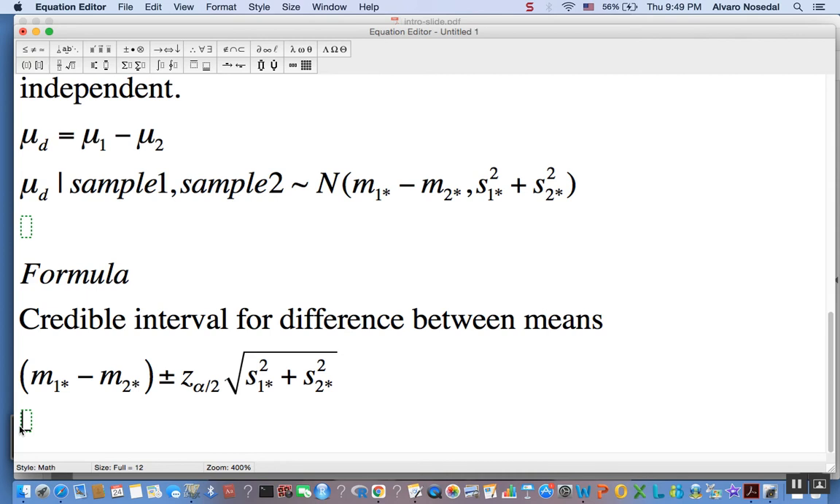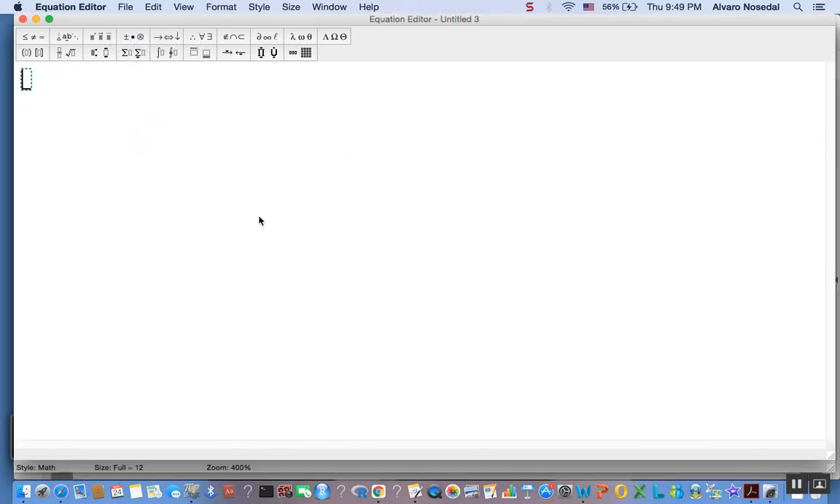Make sense? Okay, so we're done with that one. We have derived that formula. Now let's say something about the other problem we said we would be solving here. How about a one-sided Bayesian hypothesis test for this situation?